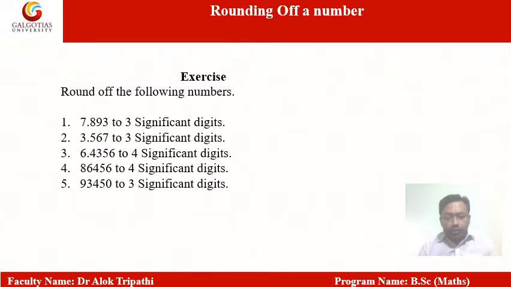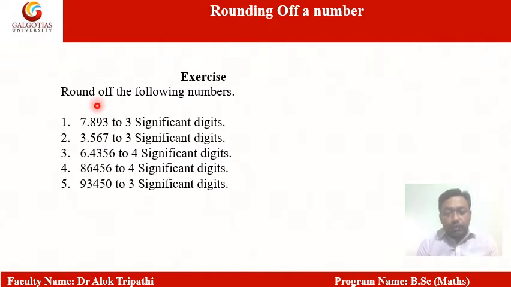I'll tell you one or two. See the first one. It is 7.893 and we have to round it off to 3 significant digits. So what shall we do? First, we will count 3 significant digits starting from the left. What is it? It is 7, first significant digit, then it is 8, second significant digit, and 9. This is the third significant digit.